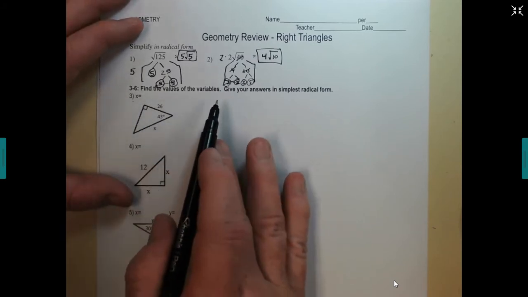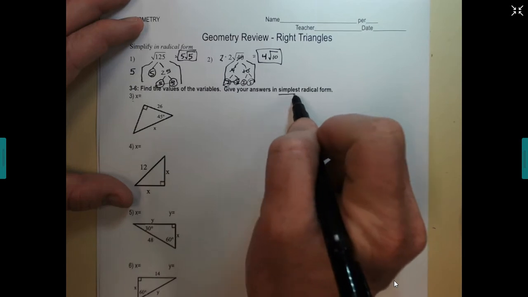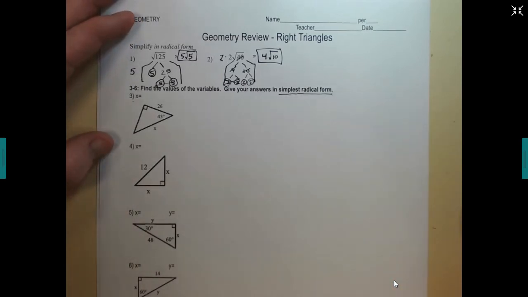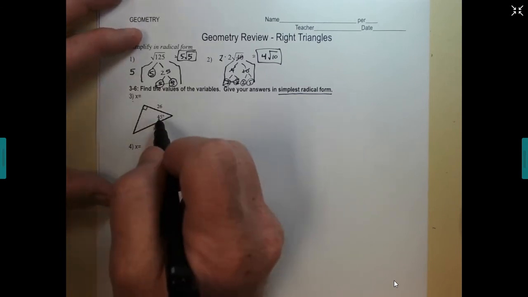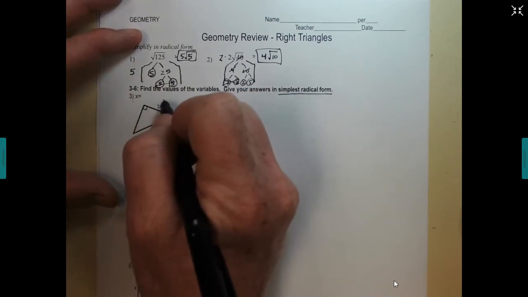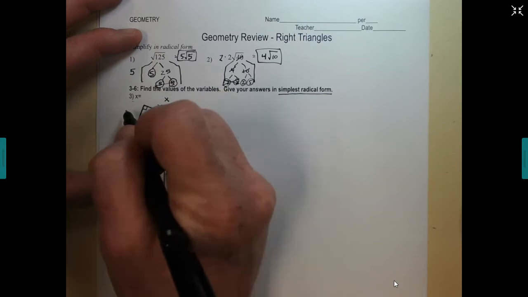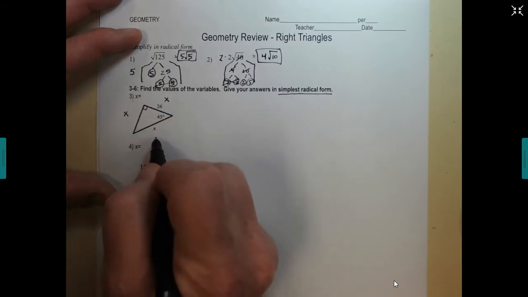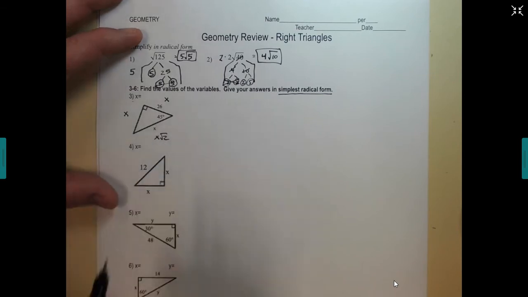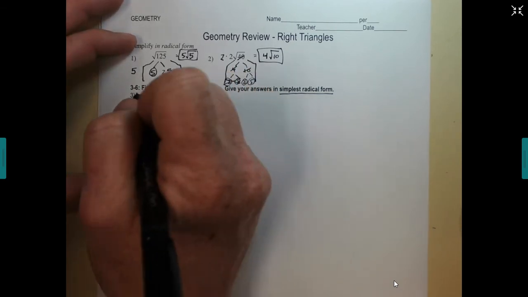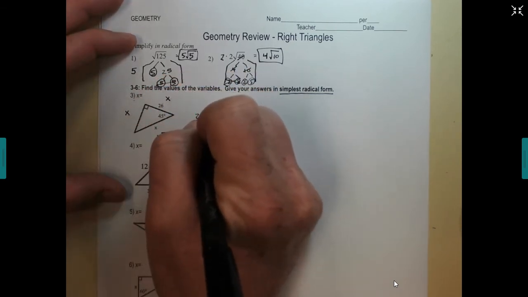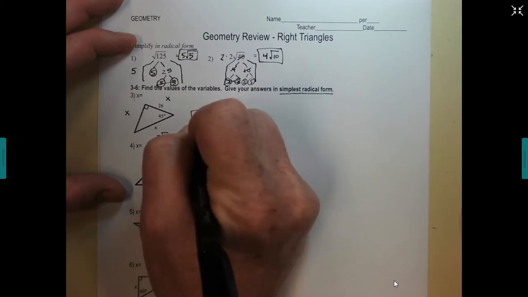Okay? So here, find the values of the variables. Answers in simplest radical form. This leads me to think we're looking at special right triangles. So this is a 45, 45, 90 triangle. If I was going to label my sides according to the rule, this would be x, x. And even though that says x, this is actually my x times the square root of 2 side. All right, there x is more like just a question mark. So if x is 26, I just have to plug that in, and my answer would be 26 times the square root of 2.